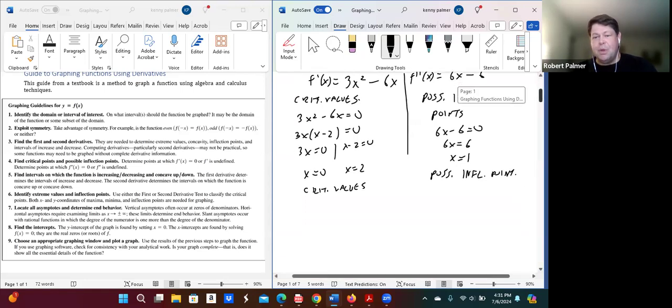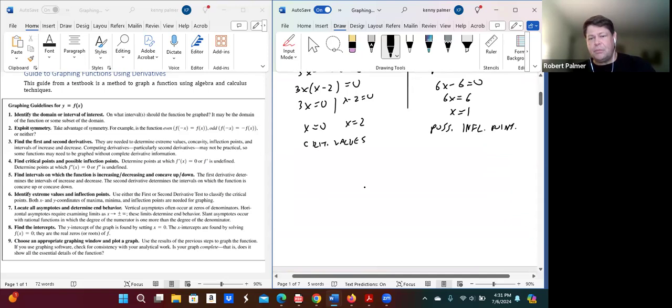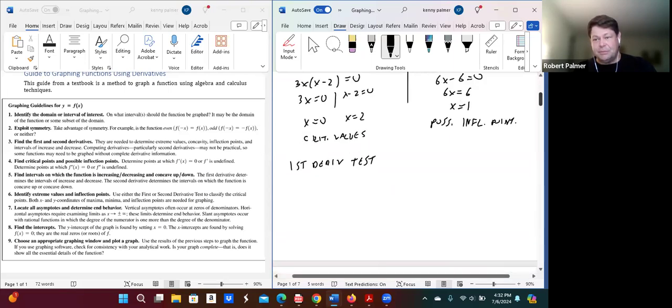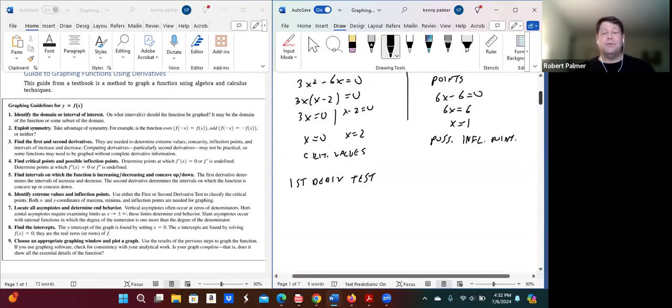Okay, so what we can do, let's use our critical values to help us find out what's going on with our function. We have two critical values, so let's do the first derivative test. It tells us something about where the function is increasing, decreasing, all that. So that's a further step, and we also get an idea of whether these critical values are maximums, minimums, or neither.